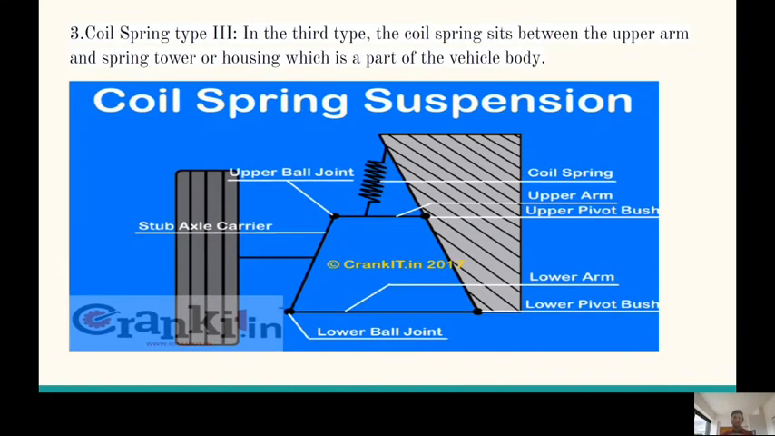Then there is coil spring type 3. In the third type, the coil sits between the upper arm and the spring tower or housing, which is part of the vehicle, as you can see in the picture below.